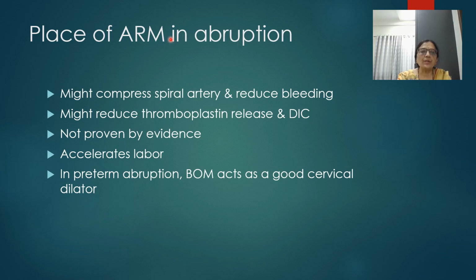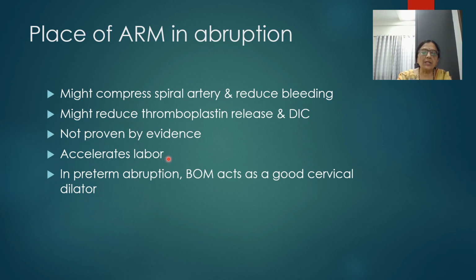What is the place of artificial rupture of membranes in abruption? It might compress the ruptured spiral artery, and it might reduce the bleeding. This is the postulation for recommending artificial rupture of membranes, which is ARM, and it has been recommended for many decades in the treatment of abruption. It might reduce thromboplastin release and reduce the development of DIC, another thought to be an advantage. But these advantages are not proven by evidence.